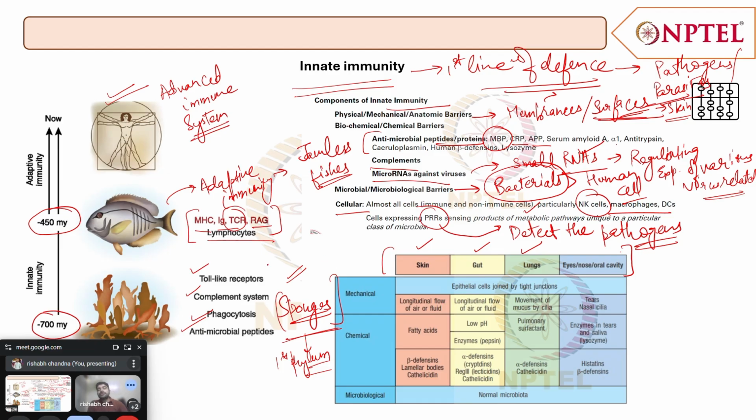So now we'll see the mechanical barrier that is present. All the epithelial cells are joined by tight junctions. There are no loose junctions in between the membrane, so that anything cannot enter freely inside the body.